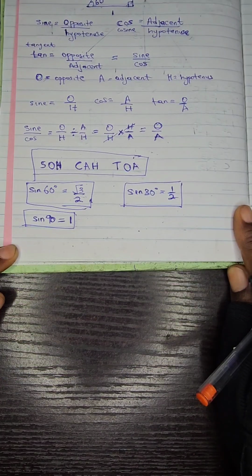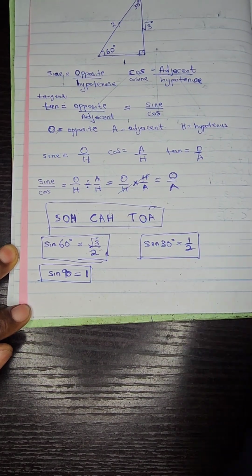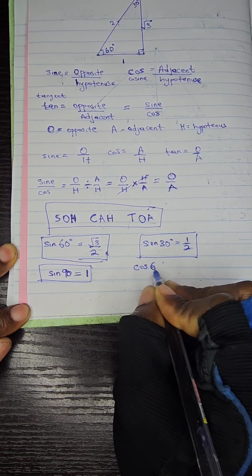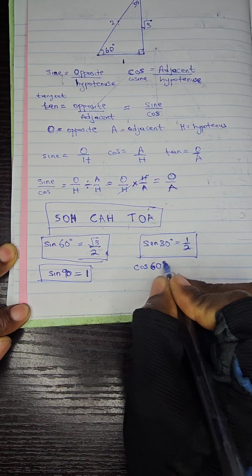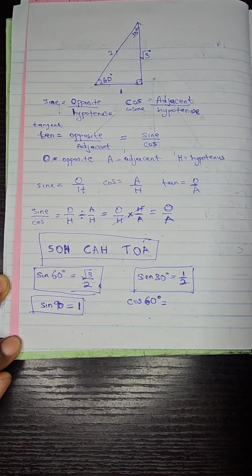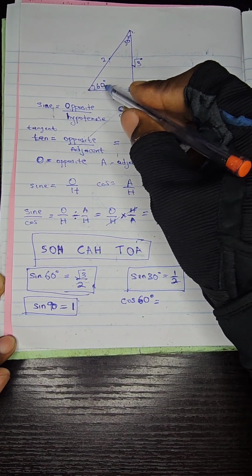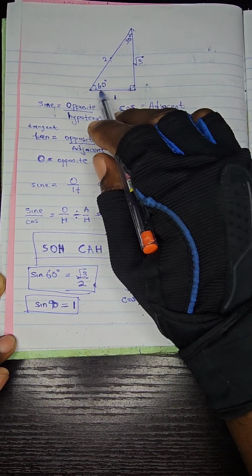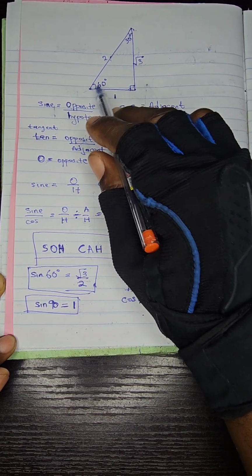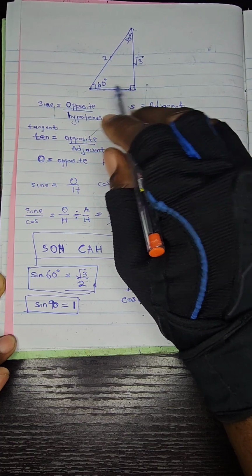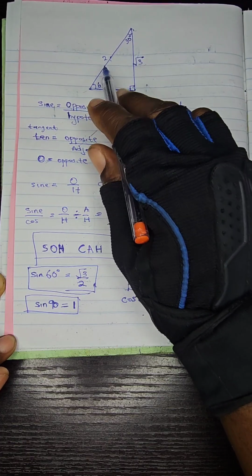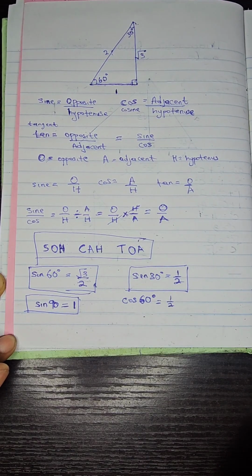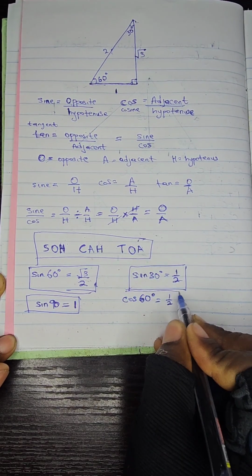Let's go to cosine, or cos. Cos 60 will now be equal to, this is 60. Remember, cos is adjacent over hypotenuse. So this is the adjacent, the side that the angle is sitting on, the tangent to that angle, which is 1. The hypotenuse is 2. So cos 60 is 1 over 2. Take note of this.